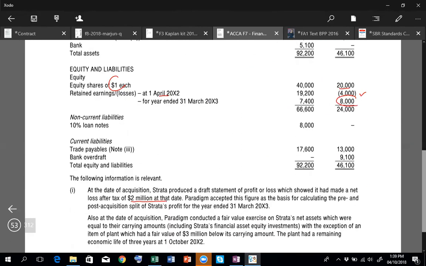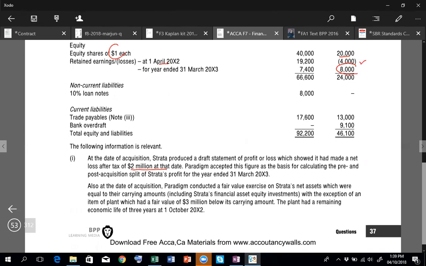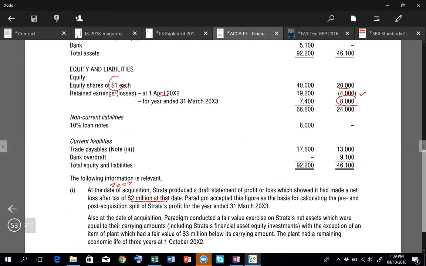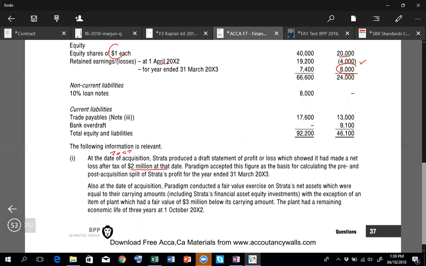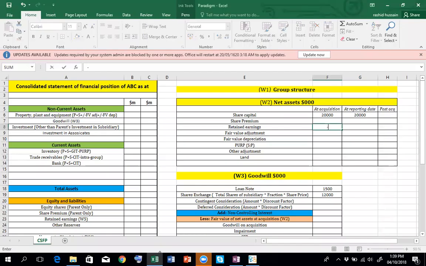Now let's come back to note number 1. He said, at the date of acquisition, which means on 1st October, Strata produced a draft statement of profit or loss, which the subsidiary prepared, showing it had made a net loss after tax of 2 million at that date. So the net loss is 2 million. Paradigm accepted this figure as the basis of calculating the pre and post acquisition split of Strata's profit. So they already had a loss of 4,000 and they calculated a further loss of 2 million. That means on acquisition, there was a loss of 6,000, because 4,000 was the previous one and then a further 2,000.